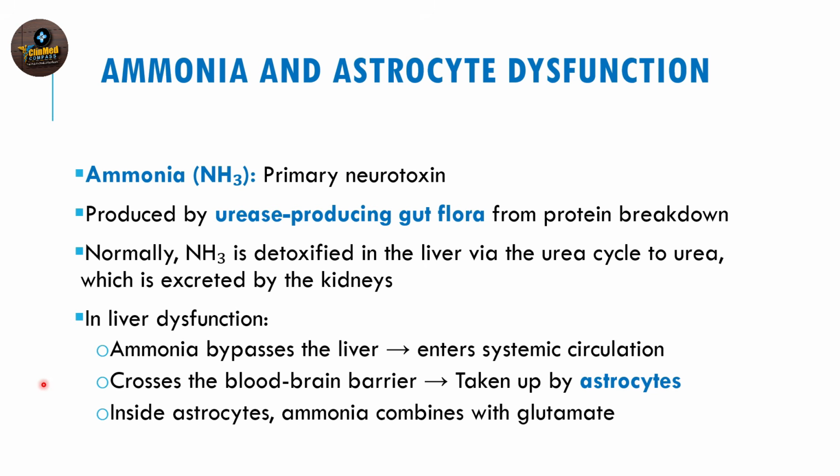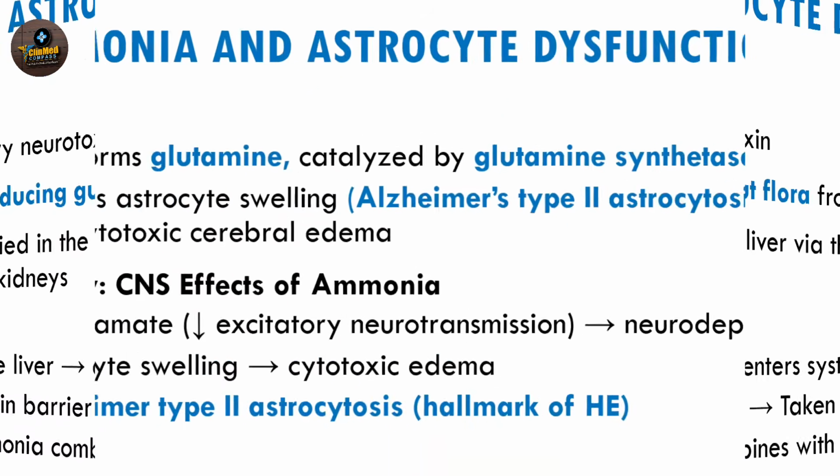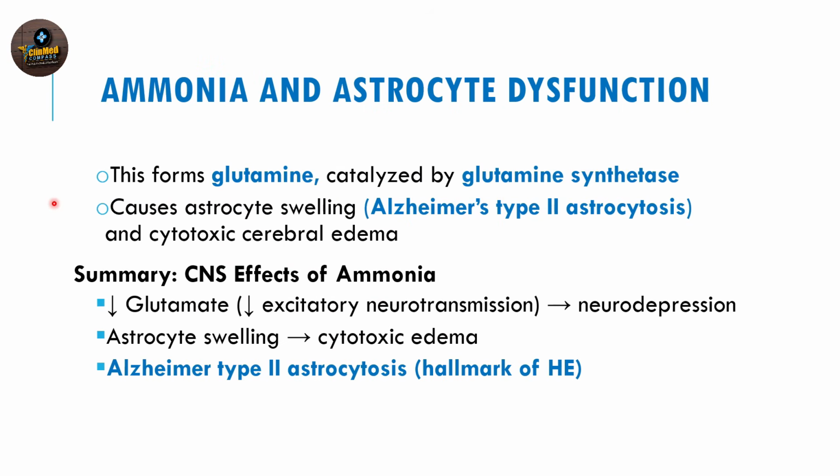In the brain, it is taken up by astrocytes, where it combines with glutamate to form glutamine. The combination of ammonia and glutamate forms glutamine, catalyzed by glutamine synthetase. This causes the astrocyte to swell, known as Alzheimer's type 2 astrocytosis, leading to cerebral edema.